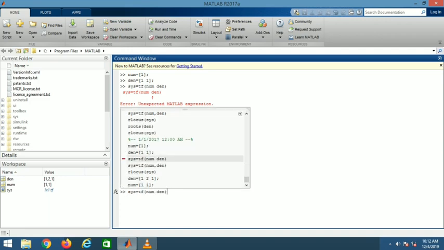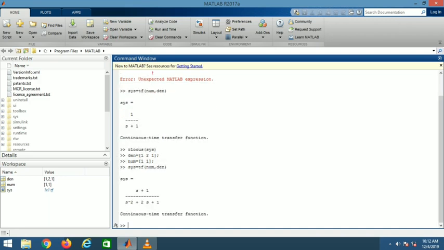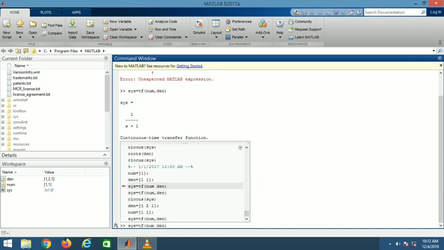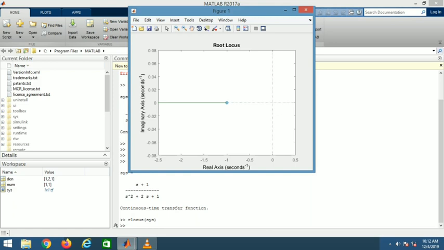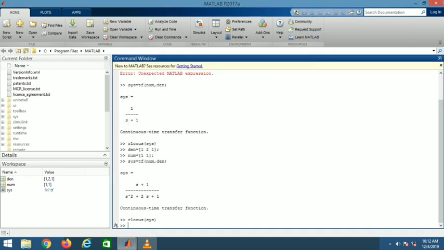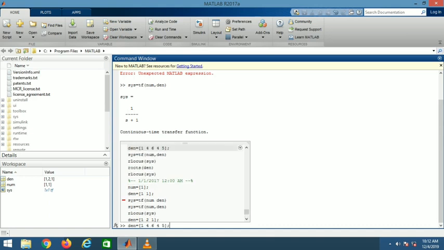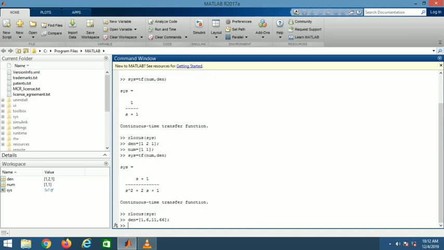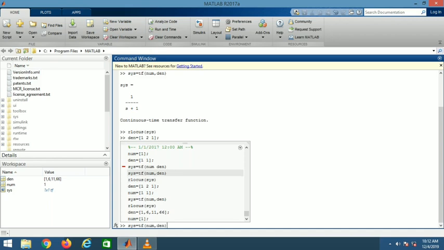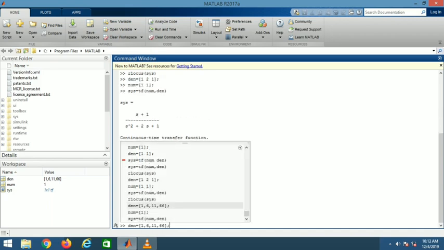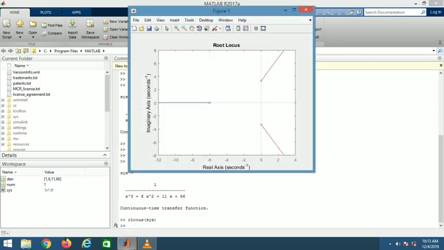And so our transfer function is s plus 1 divided by s square plus 2s plus 1. And let's again try the root locus. So here we have another plot. And so let's try something that touches the imaginary axis. Let's take the denominator as this, numerator as 1, and sys. So let's take this transfer function and plot the root locus. So here we have the root locus.